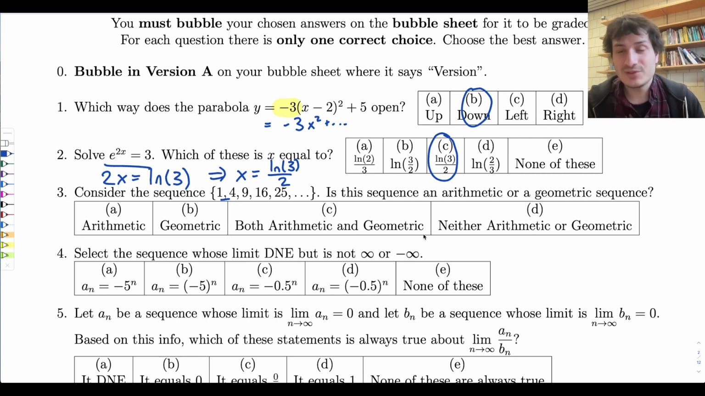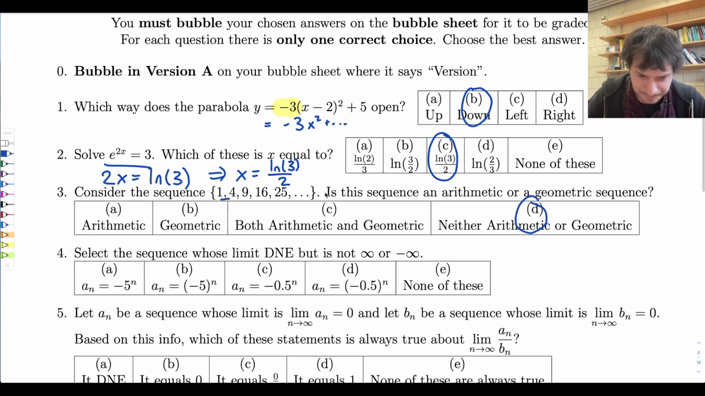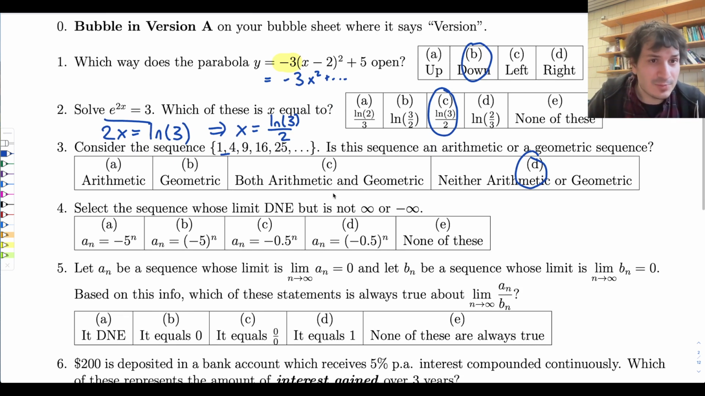If it was going to be a geometric sequence, the ratios would be the same. So the ratio of the second number to the first number, 4 divided by 1, is 4. The ratio of the third number to the second number is 9 divided by 4. That's closer to 2. So the ratios are also not the same. So because the differences are not the same and the ratios are not the same, it is neither arithmetic nor geometric. That one was pretty well done.